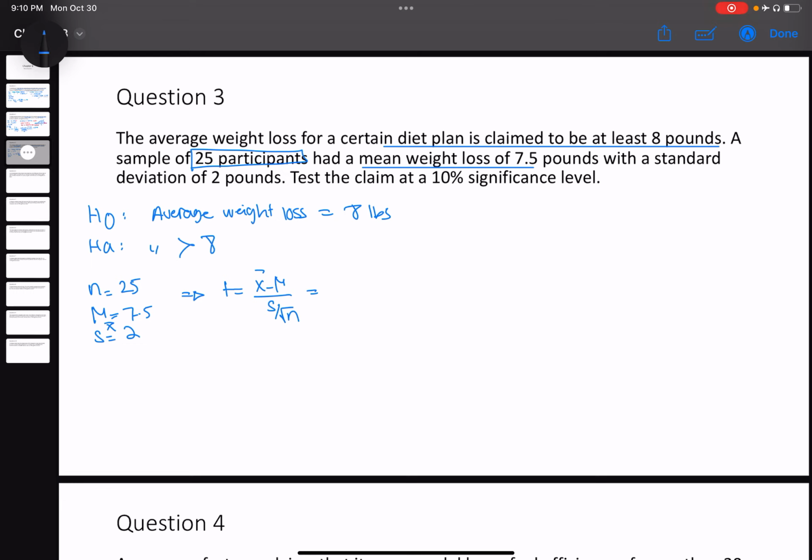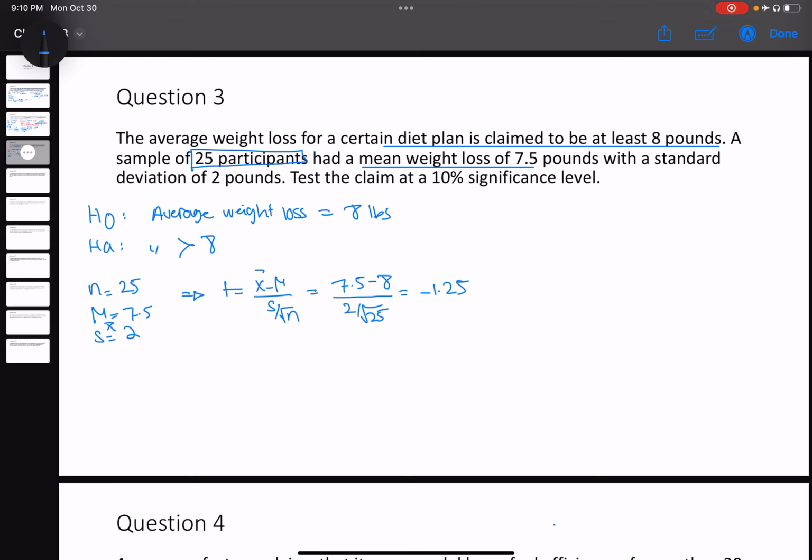Put the subscript here. So it will be 7.5 minus 8 divided by 2 divided by square root 25. The final value, if we calculate it, would be minus 1.25.